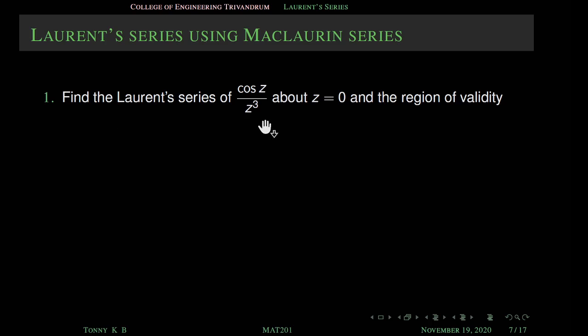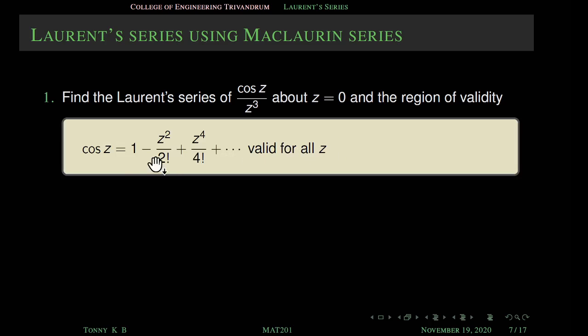Find the Laurent series of cos z by z cubed about z equal to 0 and also find the region of validity. Okay, we know the Taylor series expansion of cos z. Actually, this is a Maclaurin series because the expansion is about z equal to 0. So cos z has a Taylor series expansion which is valid in the whole complex plane.